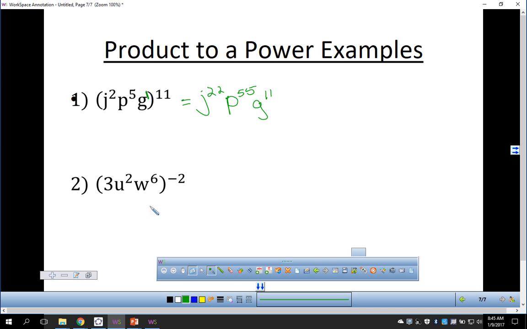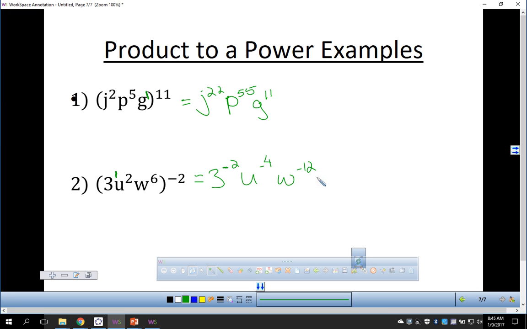Who wants to give me the next one? You could leave exponents negative. Go ahead, Trey. 3u to the negative 4. No, 3u is, the 3 is by itself, right? Yeah, but 3 is raised to what power? Negative 2. So it's 3 to the negative 2, u to the negative 4, w to the negative 4. There you go.